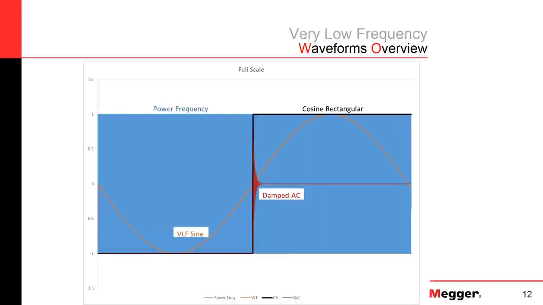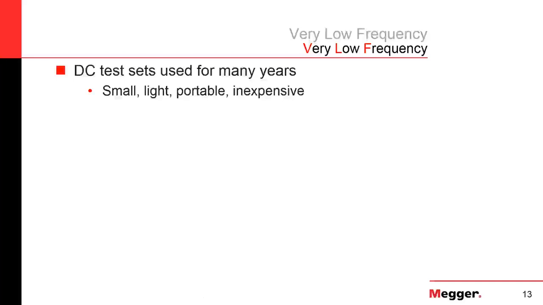There's in the black, one cycle of cosine rectangular. And at this zoom level, it looks a lot like a square wave. But later on, when we zoom in closer, we'll see that that's not entirely accurate. And in the red, there's one shot, we'll say, of damped AC. And you'll see that that's on the cable for a very short period of time. It's a very gentle test on the cable. And we'll talk about when you might use these later on.